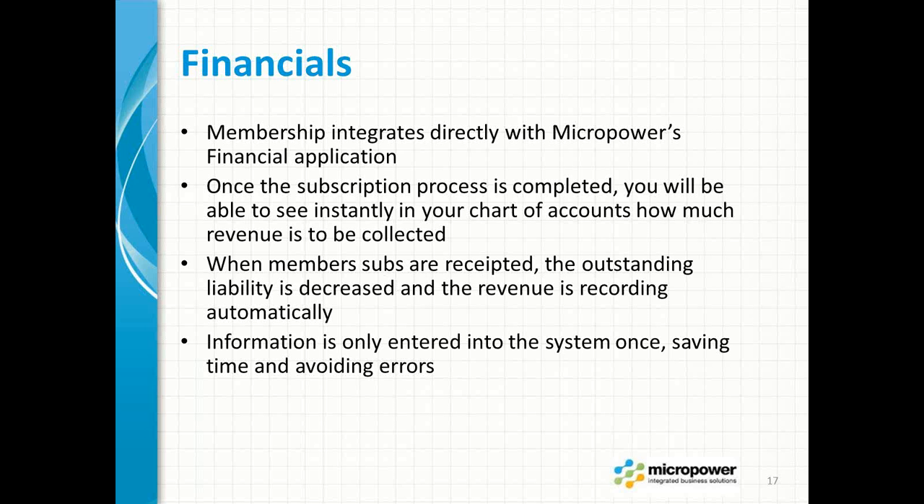collected. When members' subs are receipted, so when you're receiving that member's account, the money will automatically decrease from that liability, and then the revenue is recorded automatically. So there's no double entry of information. Once the information is entered once into the system, it automatically flows through into the financials. So this avoids any errors from double handling, and it's obviously going to save you time by automatically pushing that information into your financials, so you get a live chart of accounts there with your subscriptions and the receiving of the members process.